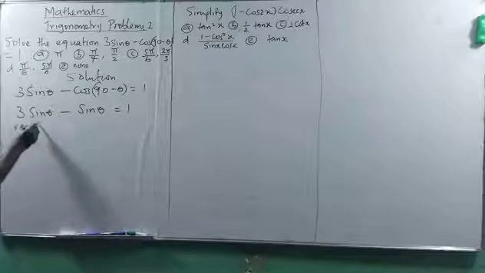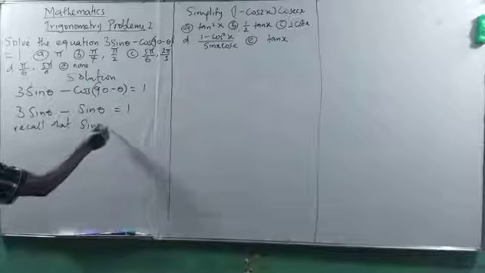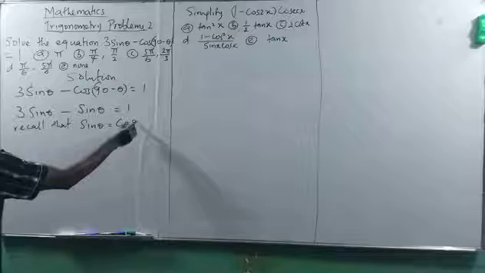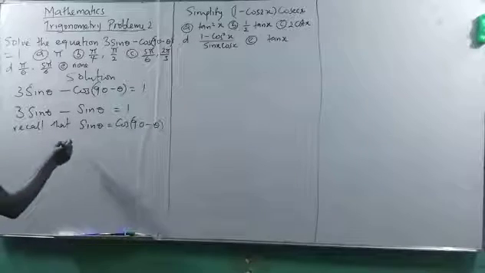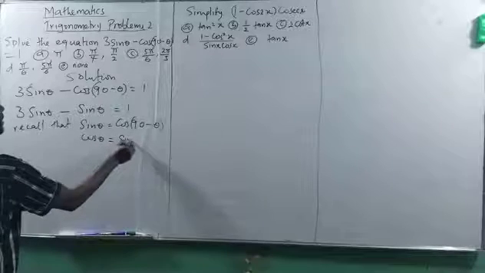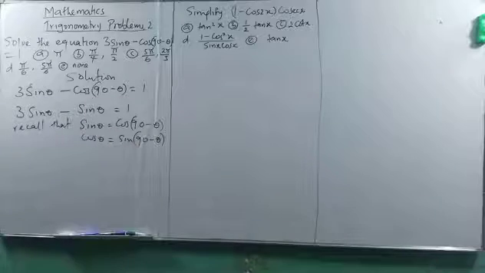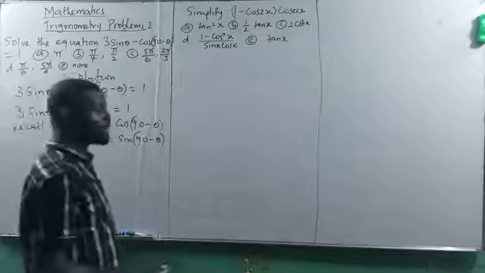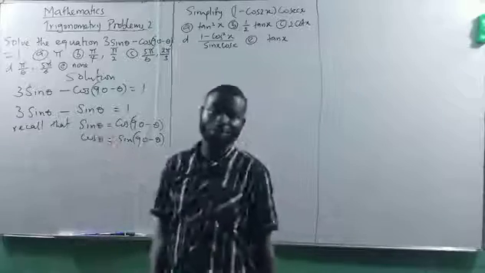Recall that sine theta equals cos of 90 minus theta. And when you have cos theta, it will be equal to sine of 90 minus theta. Please take note of these two identities. They are what you are going to use on your ratio. I think I mentioned it when I was explaining trigonometry ratio.